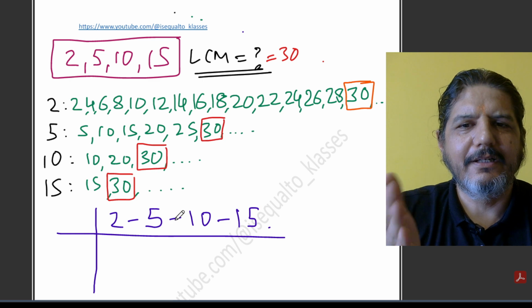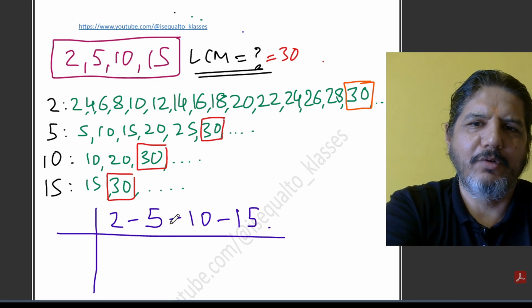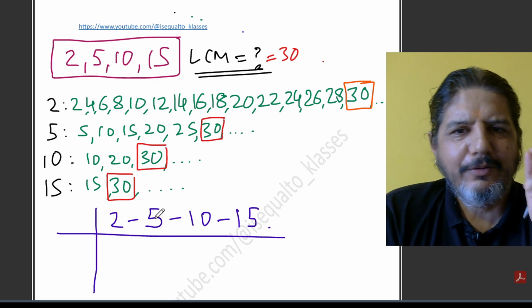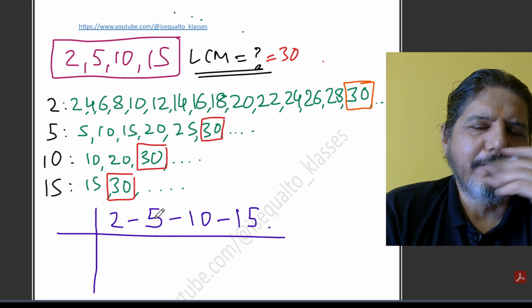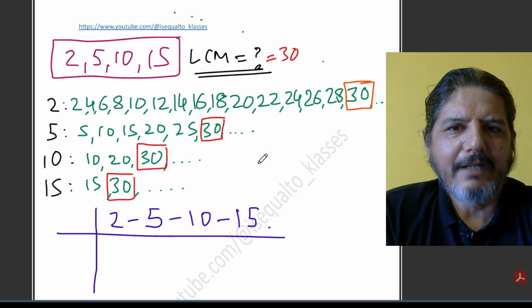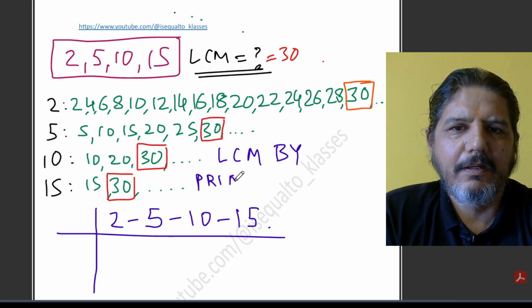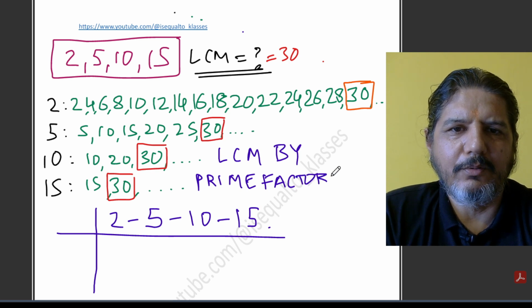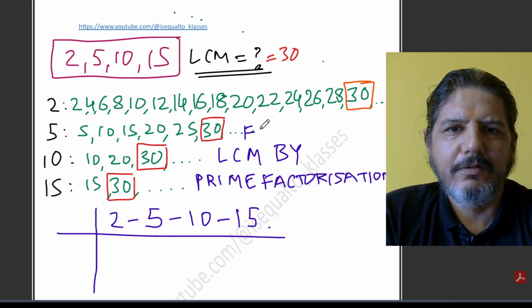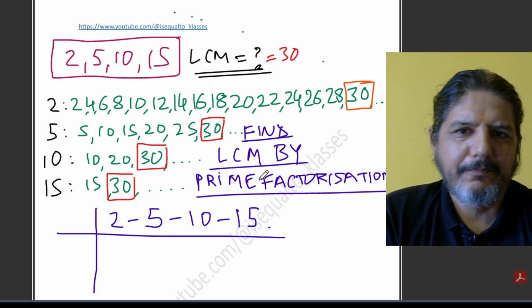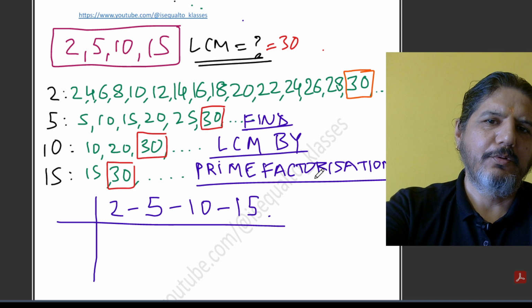Dash is basically there to just separate the 4 numbers. But the first thing that you do is you try to take a common multiple. And this method is called LCM by Prime Factorization. So what I am doing now is called finding LCM by prime factorization. So I hope you know the meaning of prime.